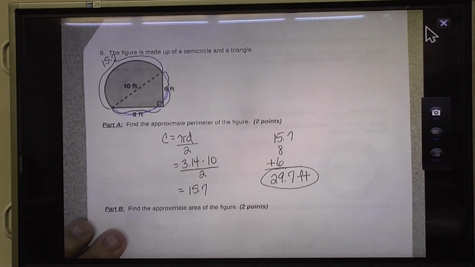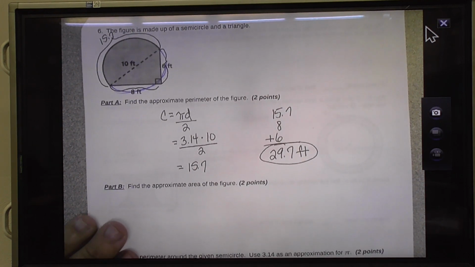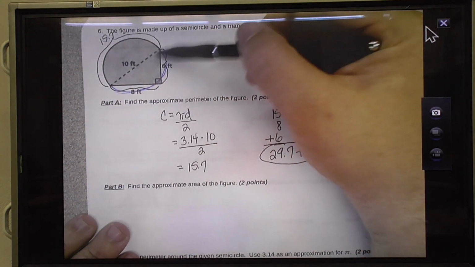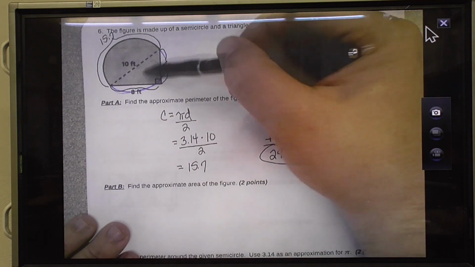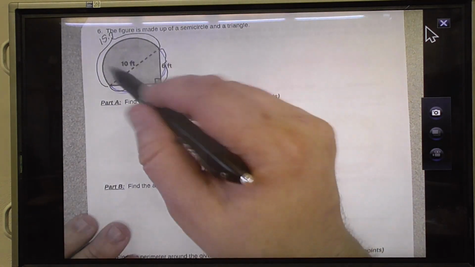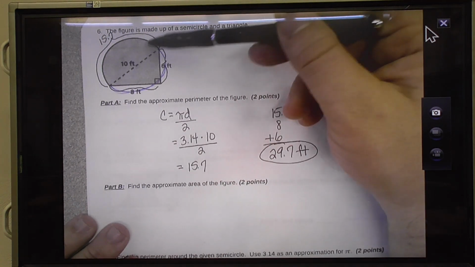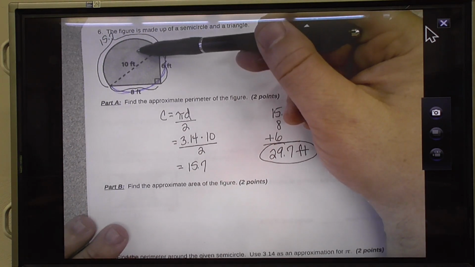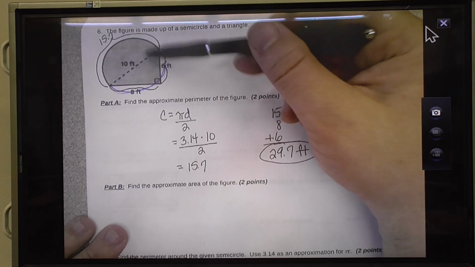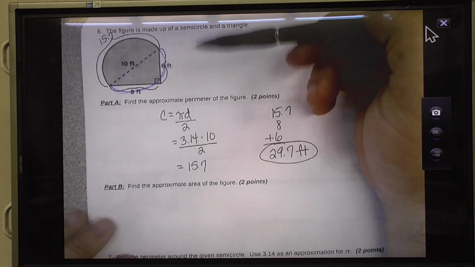Okay, that's just part A though. Now they want us to find the area, so they want us to find out how much is gray, how much square footage is gray inside of this shape. I do know how to find the area of a semicircle, we talked about that formula earlier, and I know how to find the area of a triangle. So I'm going to do them separately and then add them together.